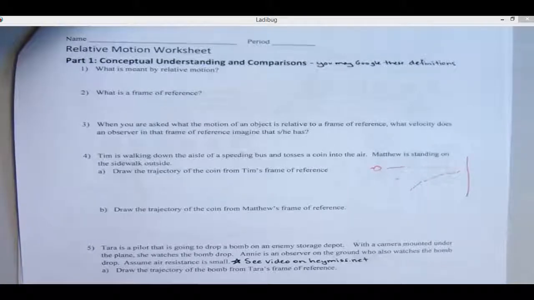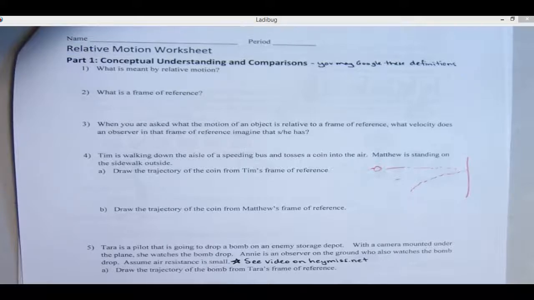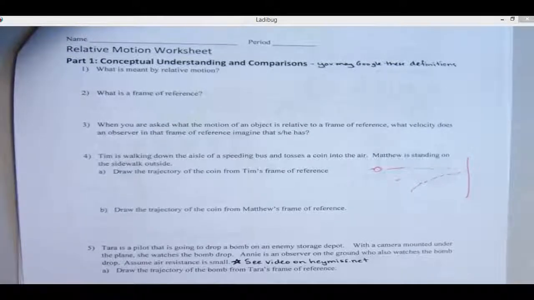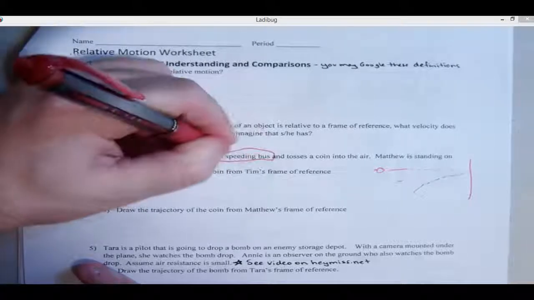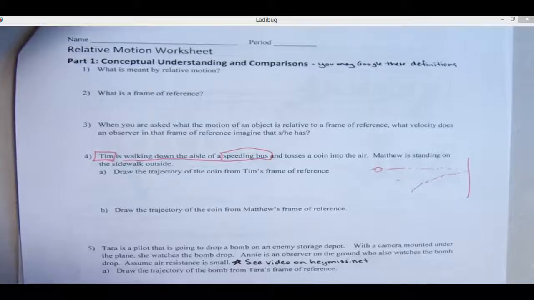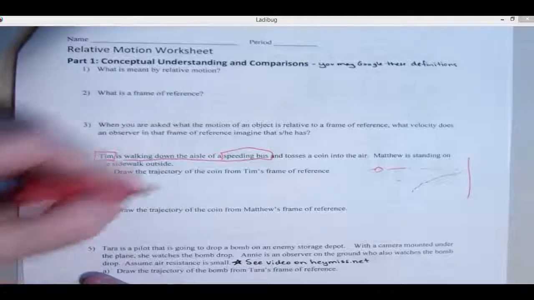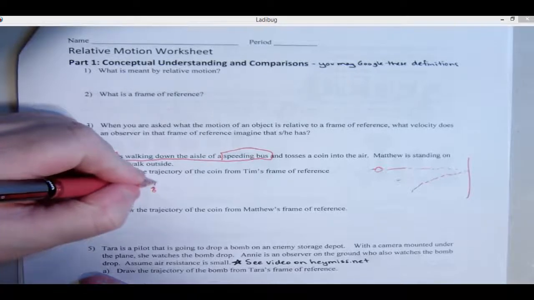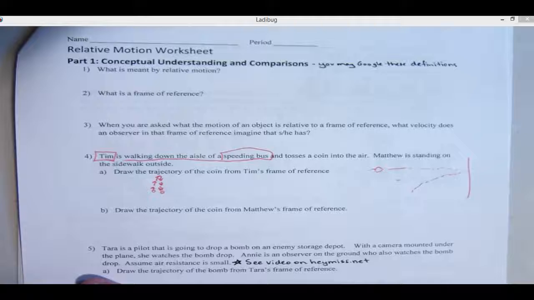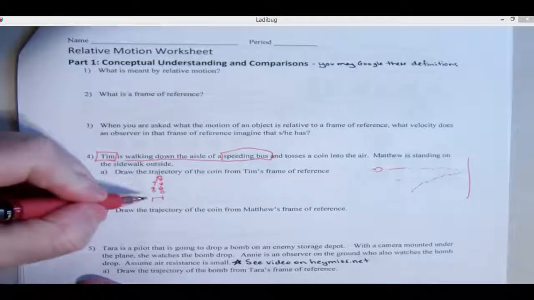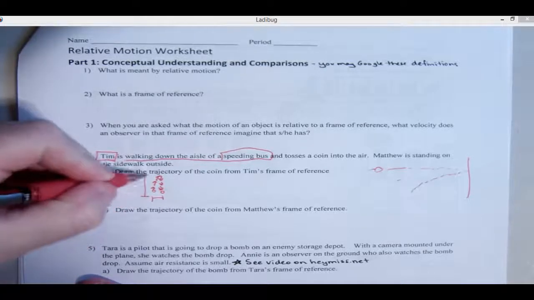Okay, so draw the trajectory of the coin from Tim's frame of reference. If it seems easy, just pause it and answer A, because it might be easy at this point. So Tim, remember, is walking down the aisle of a bus. Yes, the bus is speeding, but he's going the same speed as the bus because he's on it, right? So if he tosses the coin, from Tim's frame of reference, it's just going to go up and almost right back down. Bam, right? So this is pretty much all you do. You can design it a little bit different, but more or less it covers a very short distance, just up and down, right?